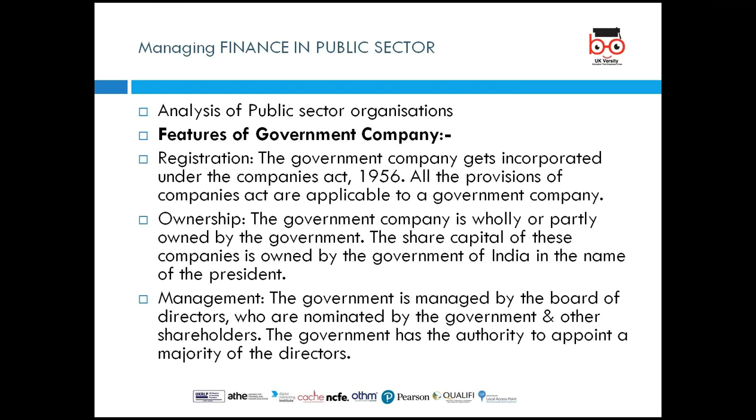What are the main features of a government company? One, registration. The government company gets incorporated under the Companies Act 1956. All the provisions of the Companies Act are applicable to a government company. Ownership. The government company is wholly or partly owned by the government. The share capital of these companies is owned by the government, in the case of India, in the name of the president.